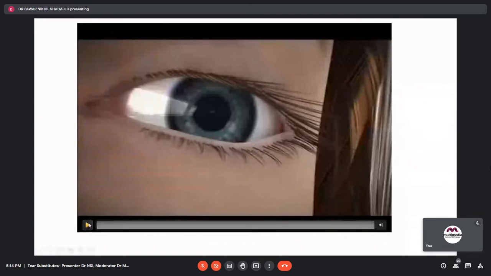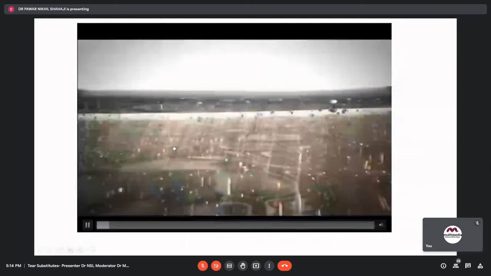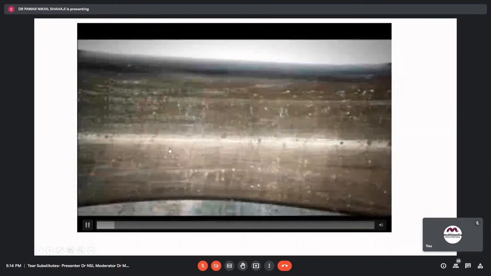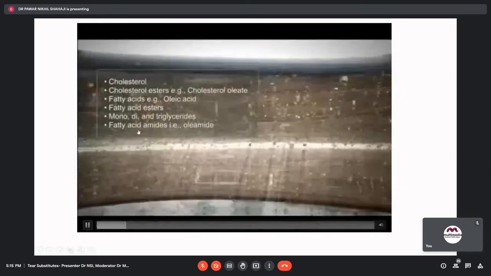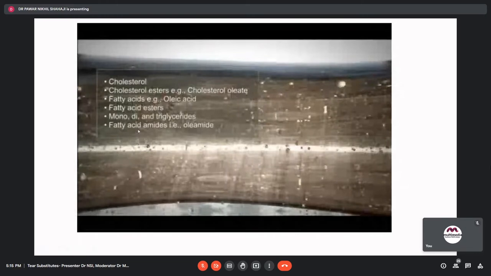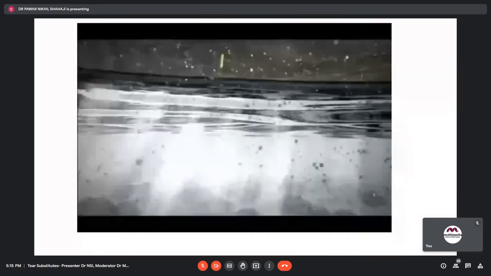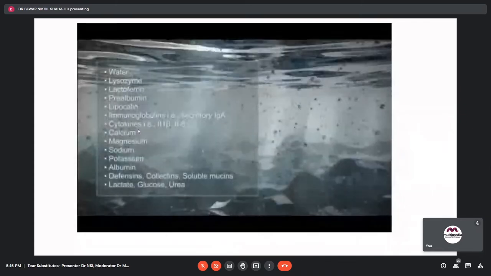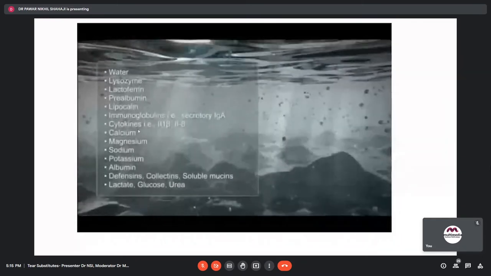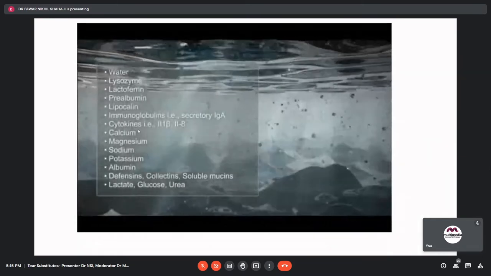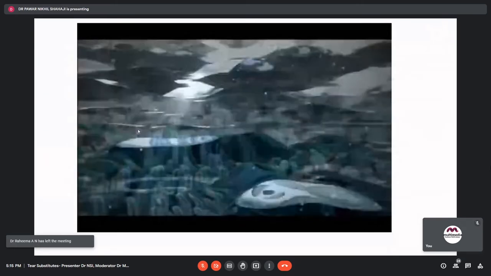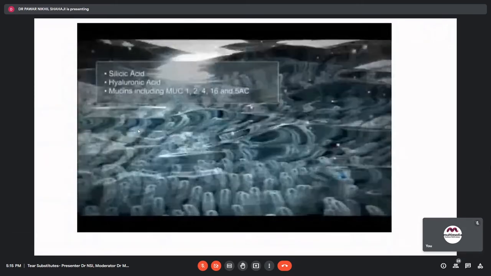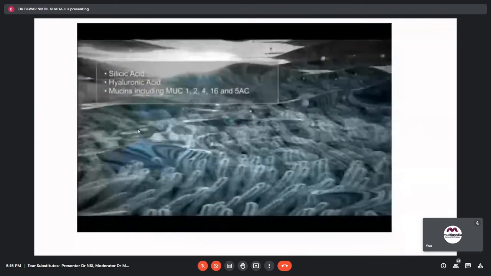Quality of your tears. The tear film comprises three layers. The outer lipid layer contains components like cholesterols and fatty acids. It increases lubricity and prevents evaporation, while other polar lipids conjoin with some of the mucins to create greater cohesivity of the tear film. The middle aqueous layer contains numerous essential nutrients supportive of the ocular surface environment. It is water-based and includes components such as lysozyme, immunoglobulins, sodium, and some soluble mucins. The mucin layer components include sialic acid, hyaluronic acid, and mucins such as MUC1, 2, 4, 16, and 5AC.